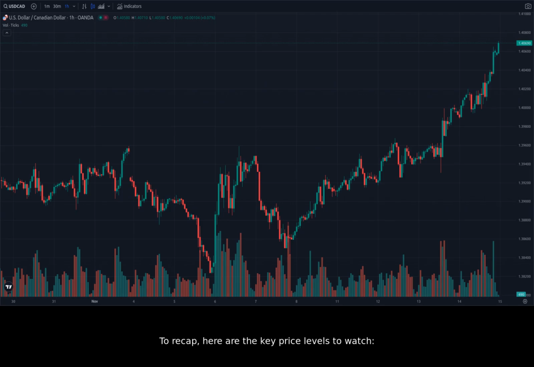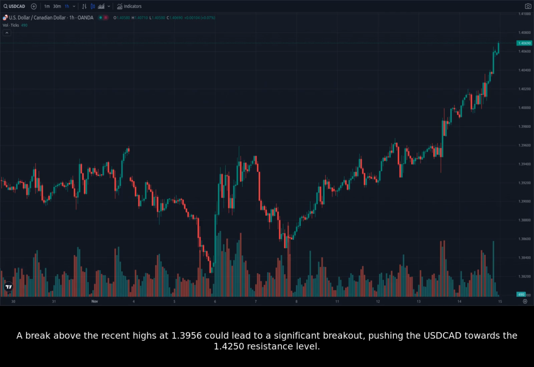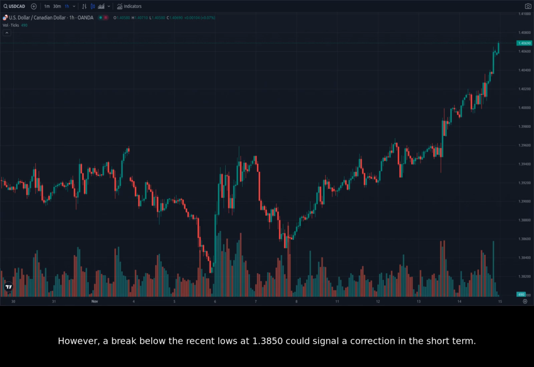To recap, here are the key price levels to watch. Support levels: 1.3900, 1.3854, and 1.3793. Resistance levels: 1.4250. Traders should be cautious of a potential pullback near the 1.4000 level. A break above the recent highs at 1.3956 could lead to a significant breakout, pushing the USDCAD towards the 1.4250 resistance level. However, a break below the recent lows at 1.3850 could signal a correction in the short term.